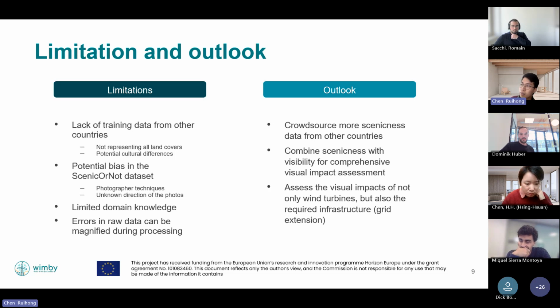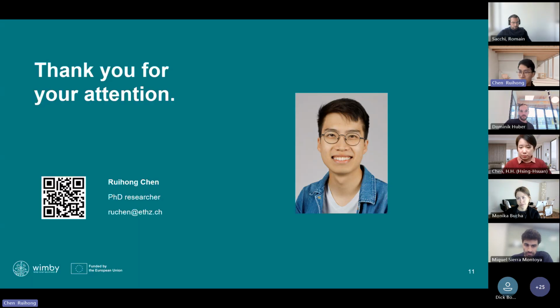And we can also possibly assess the visual impacts of not only the wind turbines, but also the associated infrastructure, like the grid extension towers, etc. And yeah, that's the end of my presentation. These are my references, and thank you for your attention.